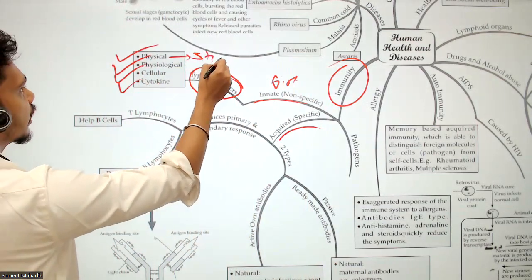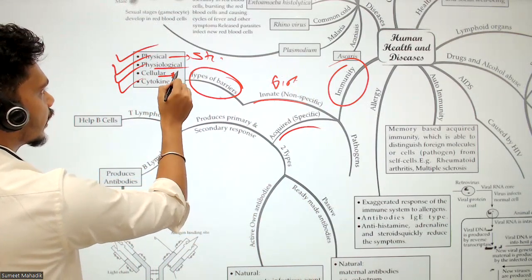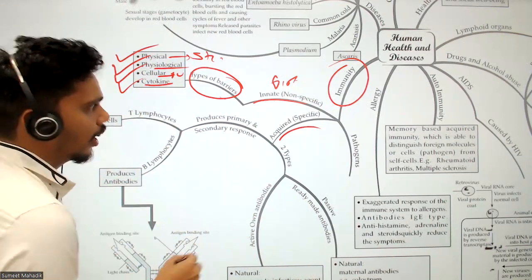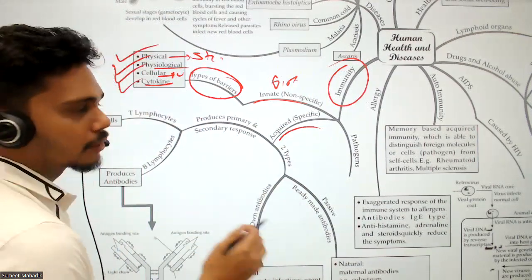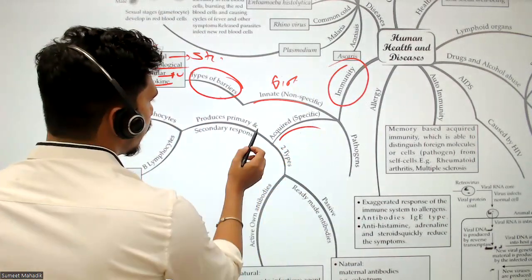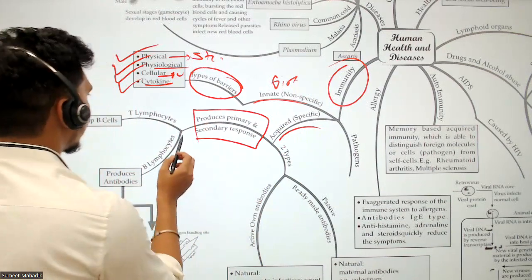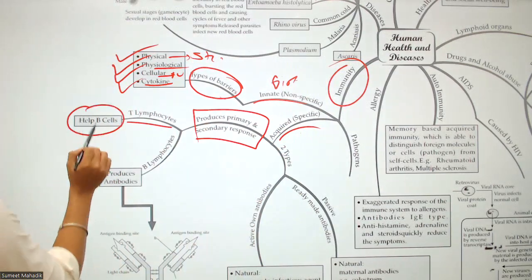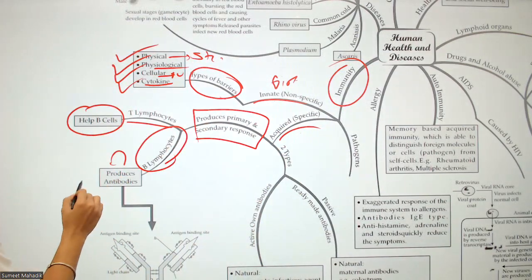Physically, we can talk about the skin. Physiological, cellular: the skin, WBC, and the cytokines present in the body. Acquired is whatever you get after birth, it's called acquired or specific. It produces a primary and secondary response. T lymphocytes help B cells. B lymphocytes are the ones who produce the antibodies.